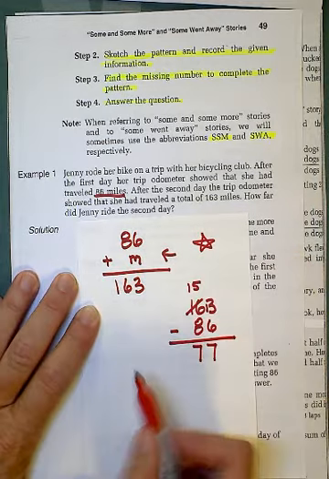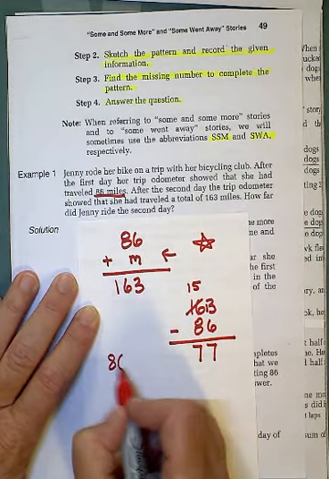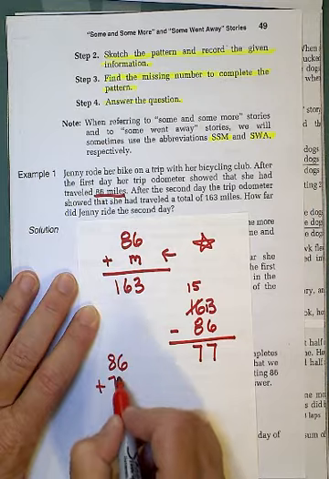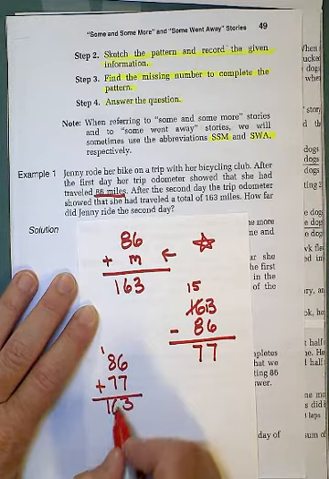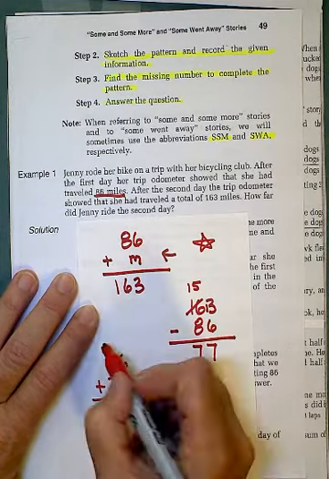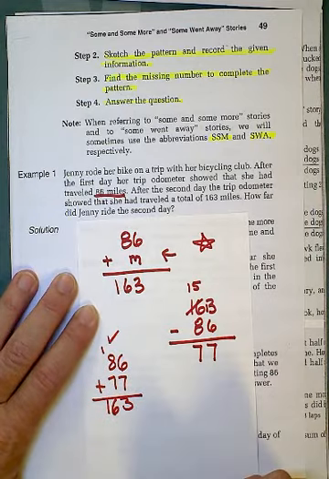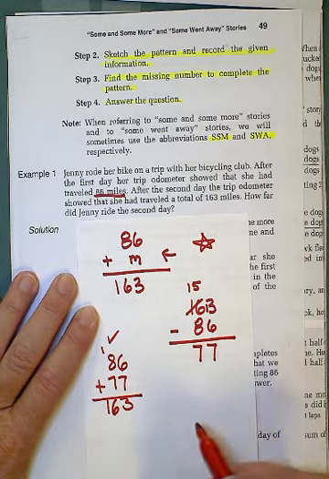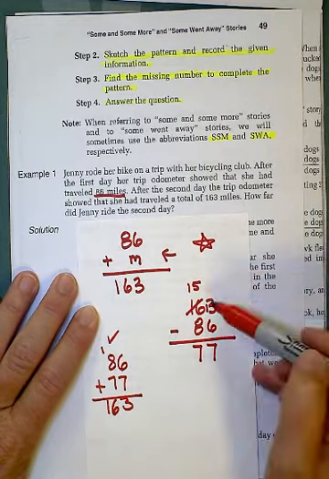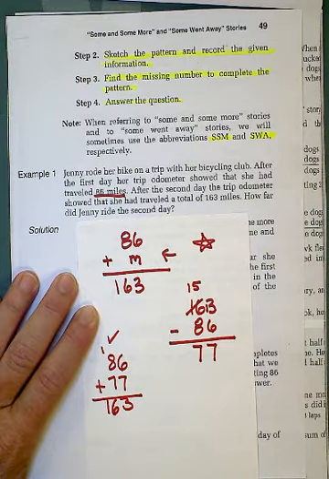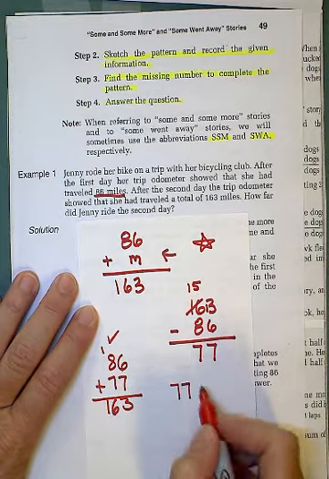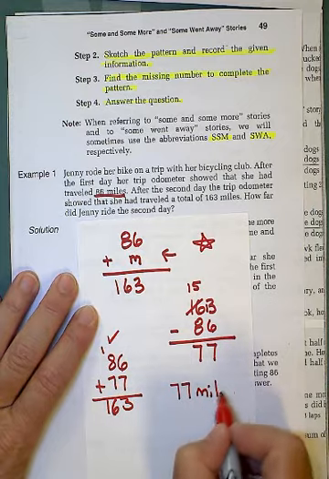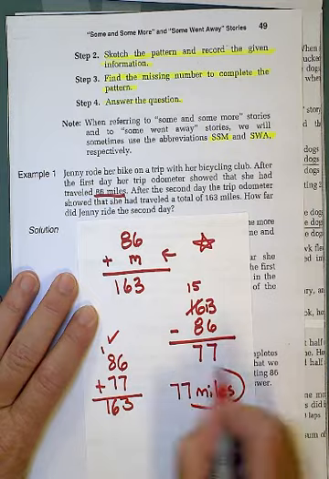Let's do a quick check. 86 plus 77, 163. Lo and behold, we did do it right. Our check is correct. Now we write our answer. You'll notice I didn't record units as I was writing my equations and solving. That is okay. But in my answer, I do need to go back and record the units correctly. 77 miles, and I circle it.